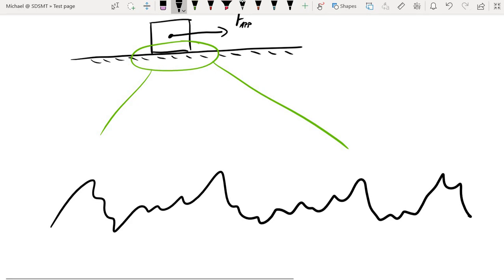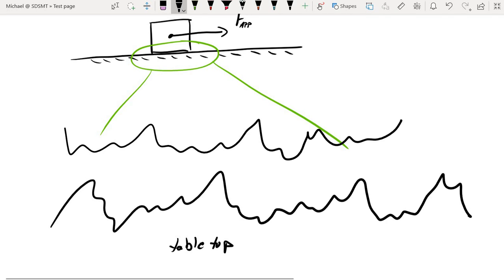So what I've just drawn here, this mountain range here, this is the tabletop as viewed under an electron microscope. And then the surface of the block, well, even the block surface, if it appears smooth to us, under an electron microscope it's probably going to look like another mountain range, except this one is inverted. It's upside down. And so you have these two surfaces that are pressing against one another.